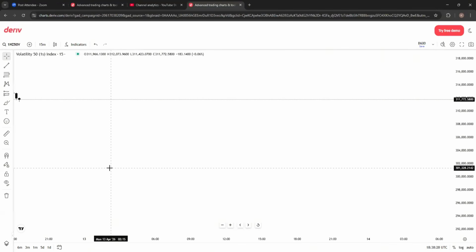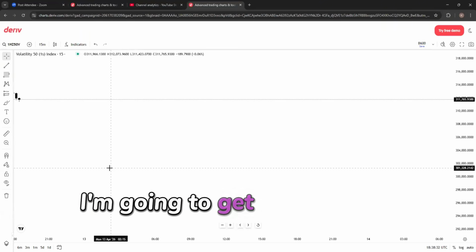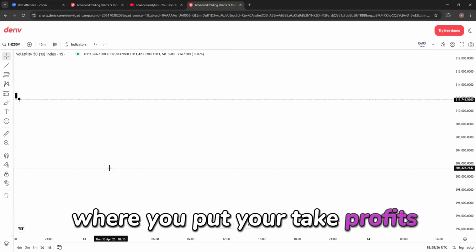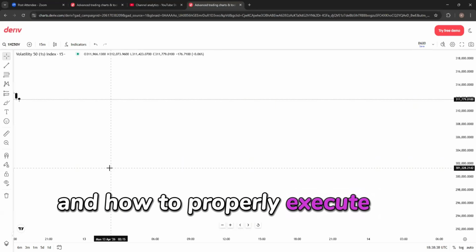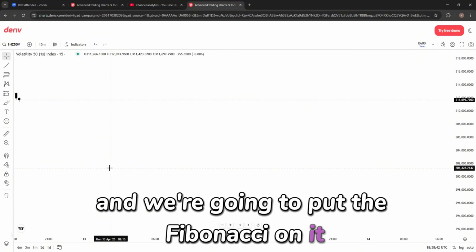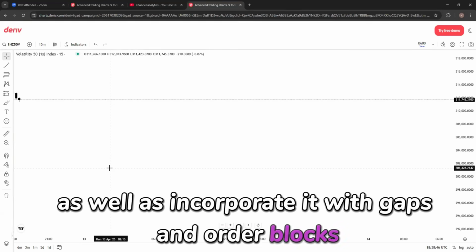Right. So today is actually the first day I'm going to get deeper into the insights of where you put your stop losses, where you put your take profits, and how to properly execute your trades using a flag. And we're going to put the Fibonacci on it, as well as incorporate it with gaps and order blocks.